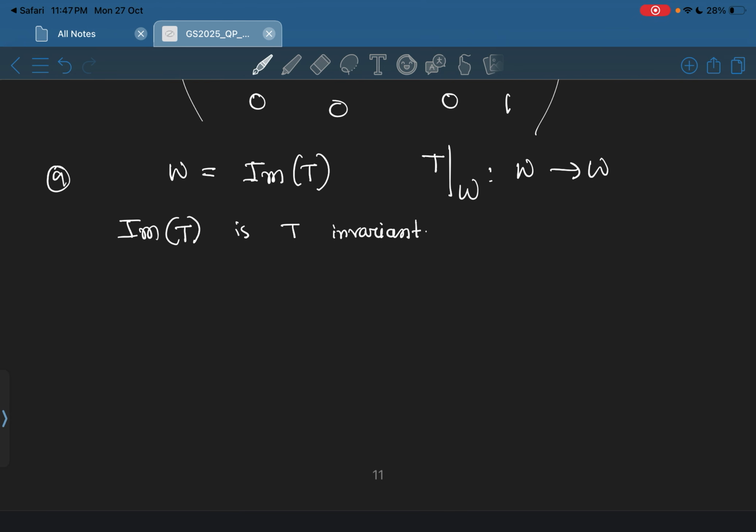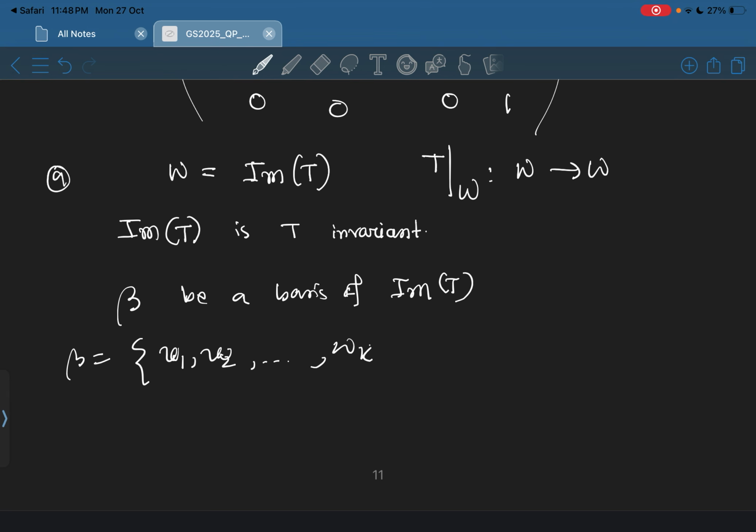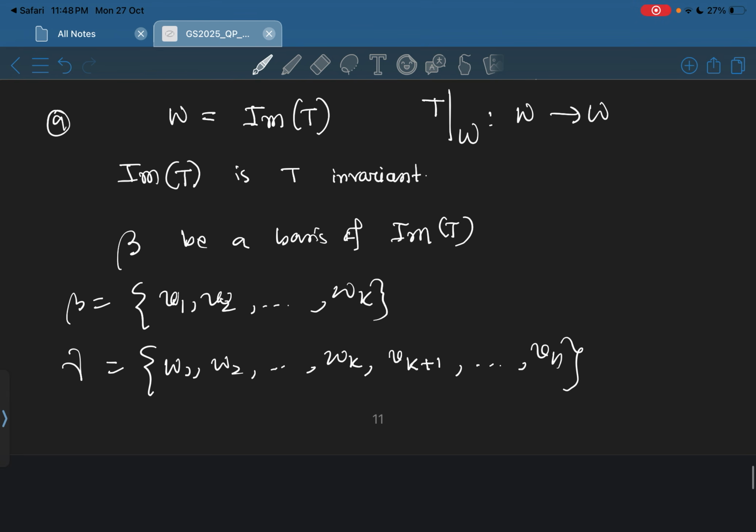So what you should do? First, choose a basis of the image of T. Let beta be a basis of the image of T. It is the finite dimensional case, so beta equals W1, W2 up to Wk, and say gamma equals W1, W2 up to Wk, Vk plus 1 up to Vn. This is a basis of V.